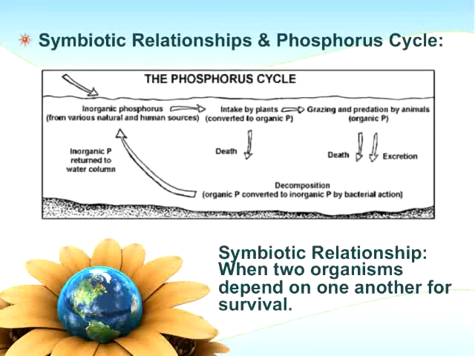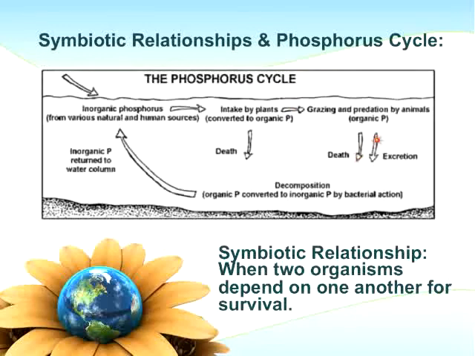Next, it talks a little bit about symbiotic relationships and the phosphorus cycle. A symbiotic relationship is when two organisms depend on one another for survival. The phosphorus cycle is as seen below. We have inorganic phosphorus from various natural and human sources being taken in by plants and converted to organic phosphorus. You then have grazing and predation by animals eating these plants.